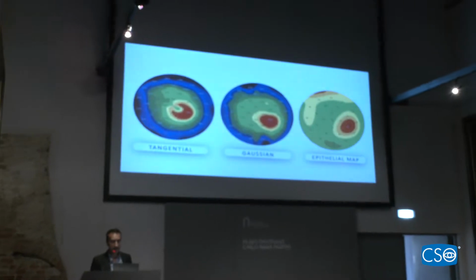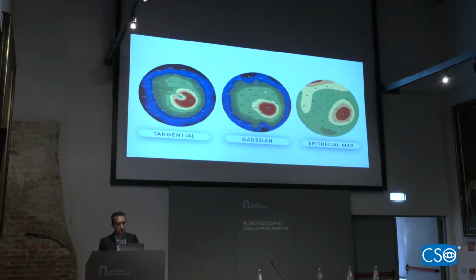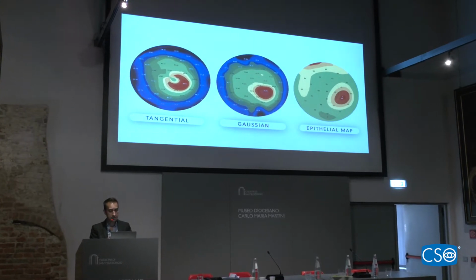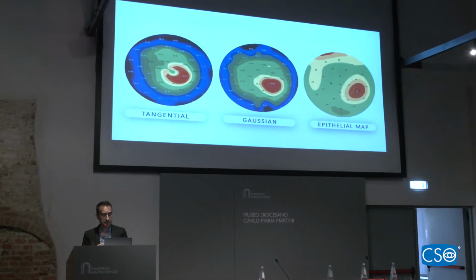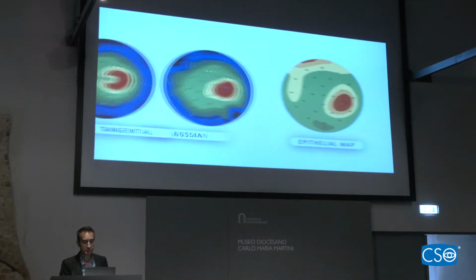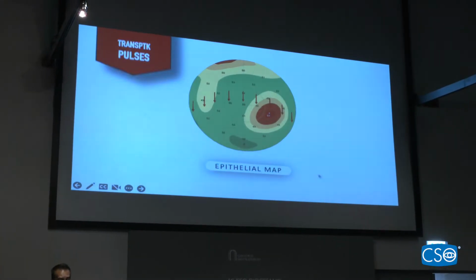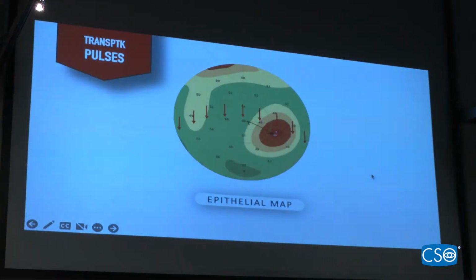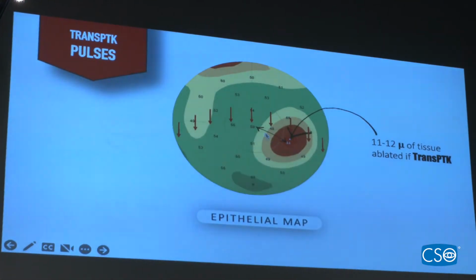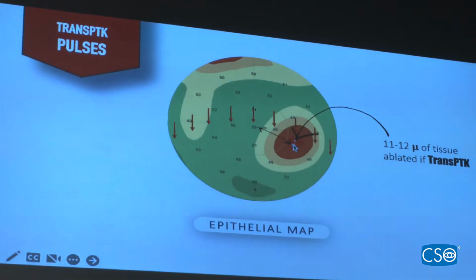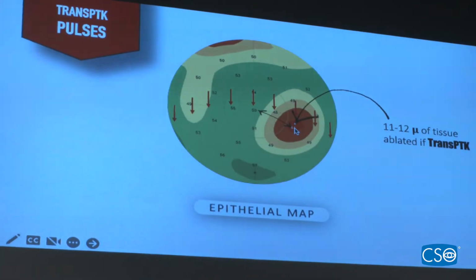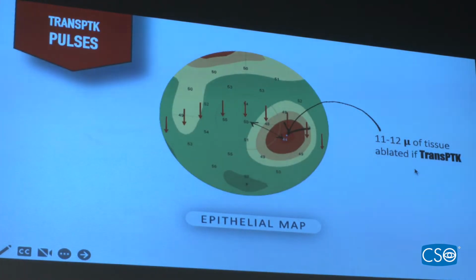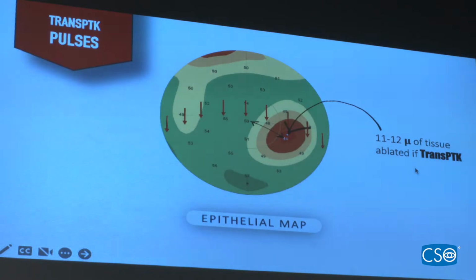Now, this is the tangential on the left-hand side. This is the Gaussian in the middle. And you can see that the Gaussian really is smack on that epithelial thin point, which is right on the cone. So if I decide to treat with a Trans-PRK, what I'm going to end up is treating in the middle 55 and just at the cone, which is 44, and that's going to end up shaving stromal tissue from the cone about 11 to 12 micron if I decide to just do Trans-PRK, right?